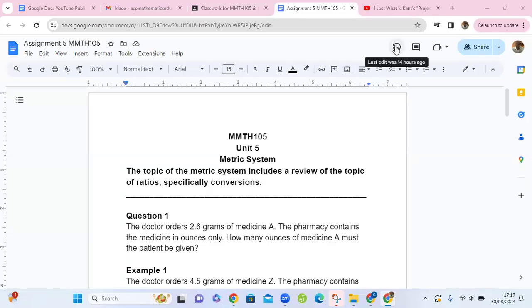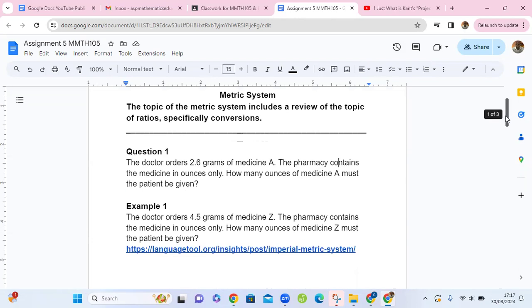Here we are going to discuss a topic called the metric system. That's for Medical Mathematics 105, unit 5. It says here the topic of the metric system includes a review of the topic of ratios, specifically conversions, that was done in a prior unit. So let's discuss question number 1 and see what it's all about.